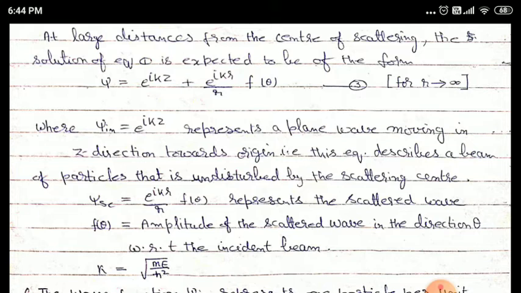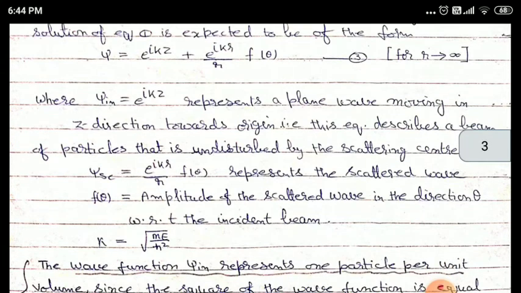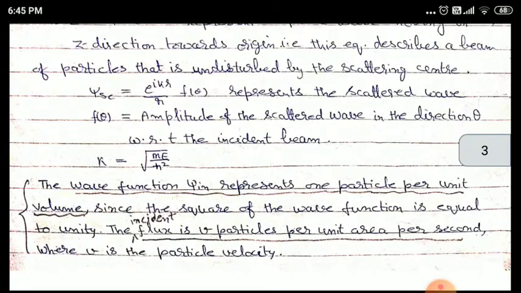Psi scattered is equal to e raised to power i k r upon r multiplied by f(theta), and it represents the scattered wave, and f(theta) is equal to the amplitude of the scattered wave in the direction theta with respect to the incident beam. Here k is equal to under root of m E upon h cross square, where m is the mass of either neutron or proton.